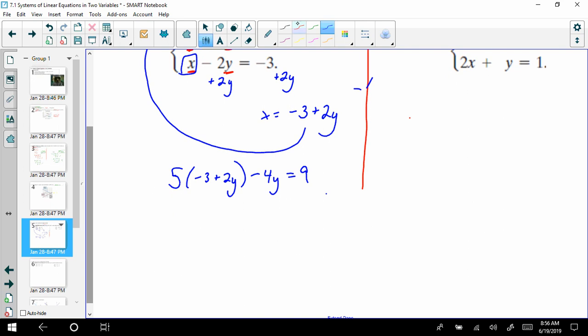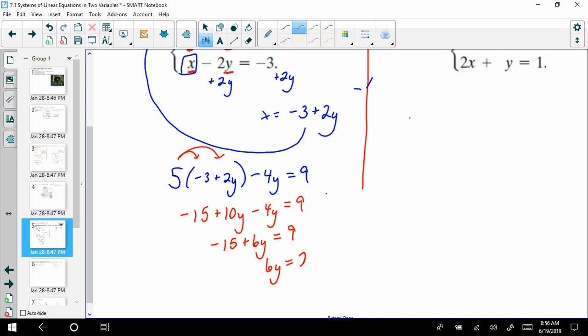From here, it should be pretty smooth sailing because now I just want to solve. So distribute. Combine like terms. I'm going to add 15 over. And then divide by 6.